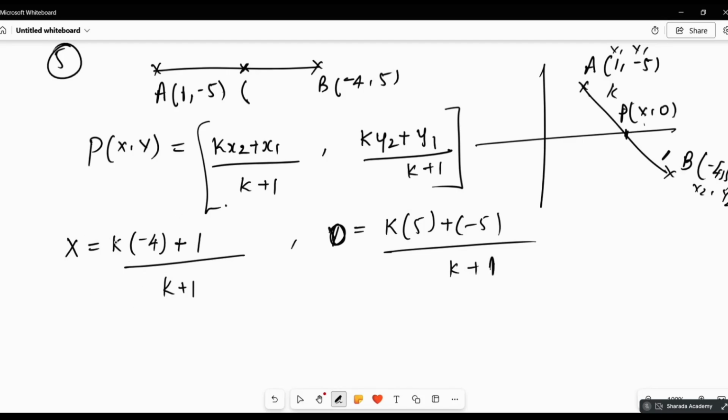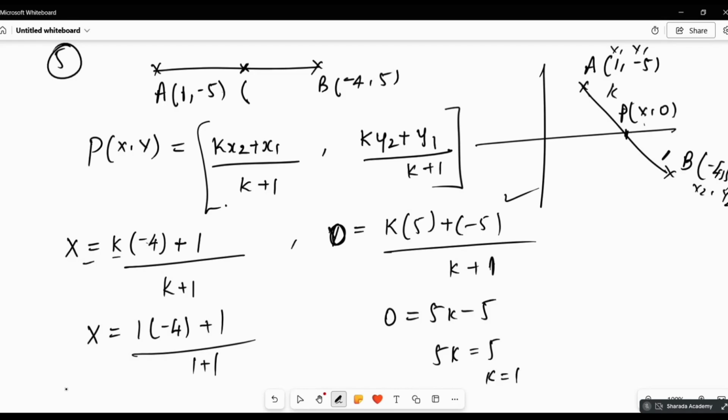Here I can't find because k and x both are unknown. But here I can find the k value. 0 into this will be 0. That is 5k minus 5. 5k is equal to 5. k is equal to 1. Now substitute here. x is equal to (1 into -4 + 1) by (1 + 1), or x is equal to (-4 + 1) is -3 by 2.